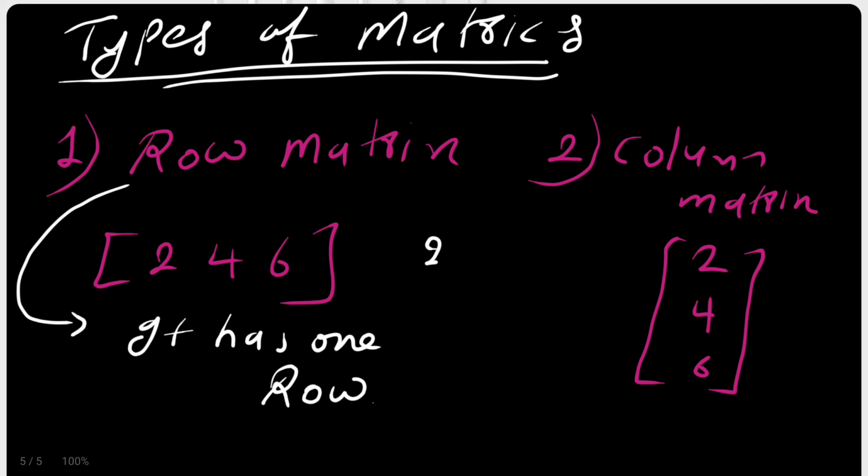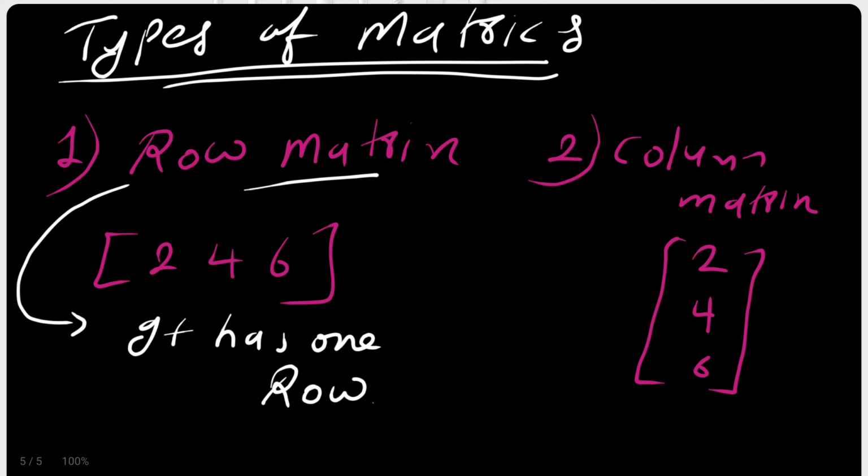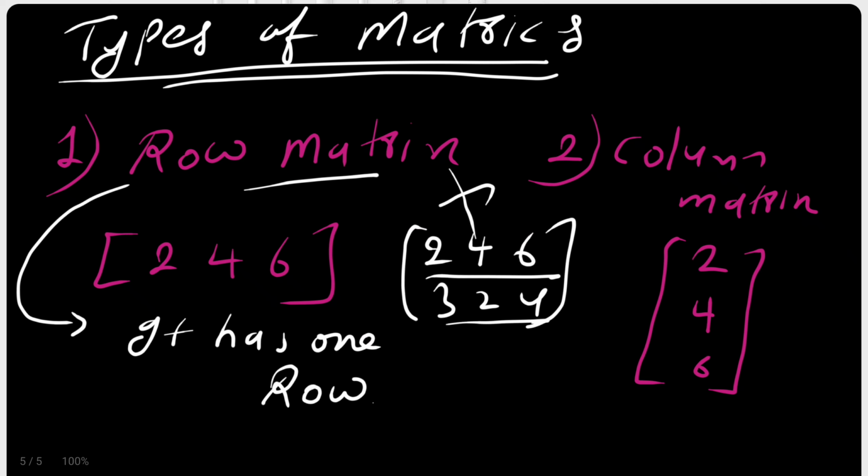If suppose I tell you this 4 6 2, and this 3 2 4, this is not a row matrix. Yes, I know it is 1 row and another is 2 rows. But according to the row matrix, the arrangement must have only one row. Here you see it has only one row. When you have only one row, that is our row matrix.